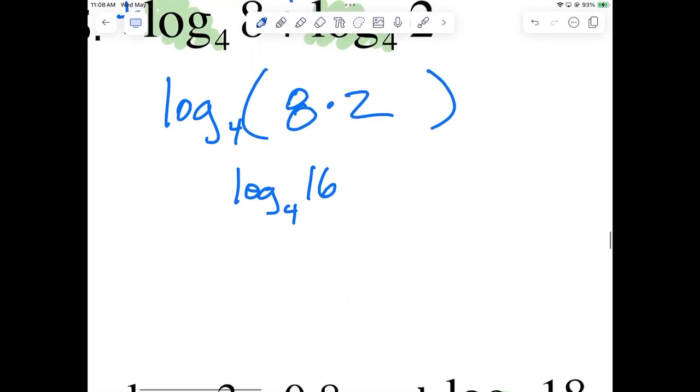And now this one's easy because I have a small base and a big number. That's easier than the other way around. What's 4 to what power is 16? 2. There's your answer. Okay. Or you can do this intermediate step if you want, and you could say that this is the same as log base 4 of 4 squared, and then you could say it's 2. However you want.